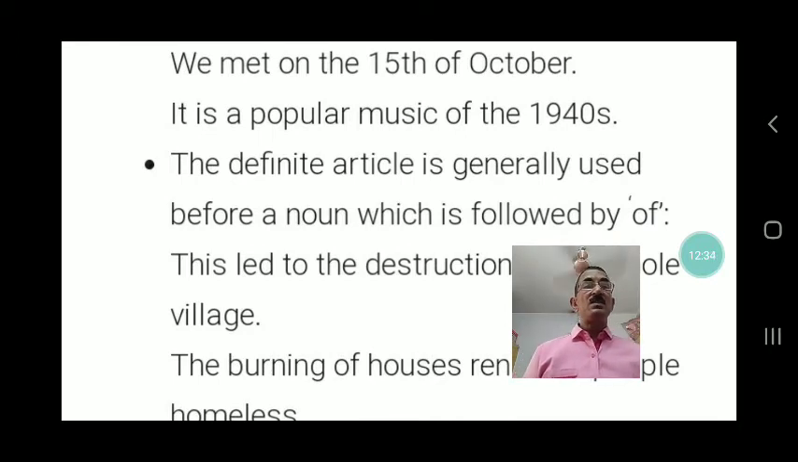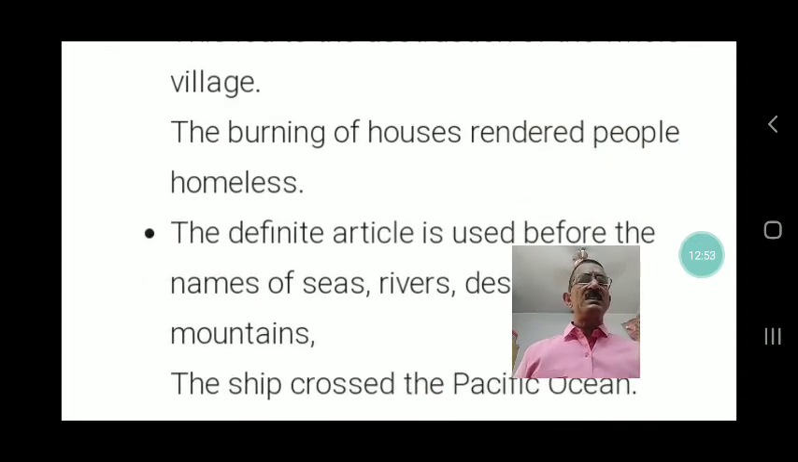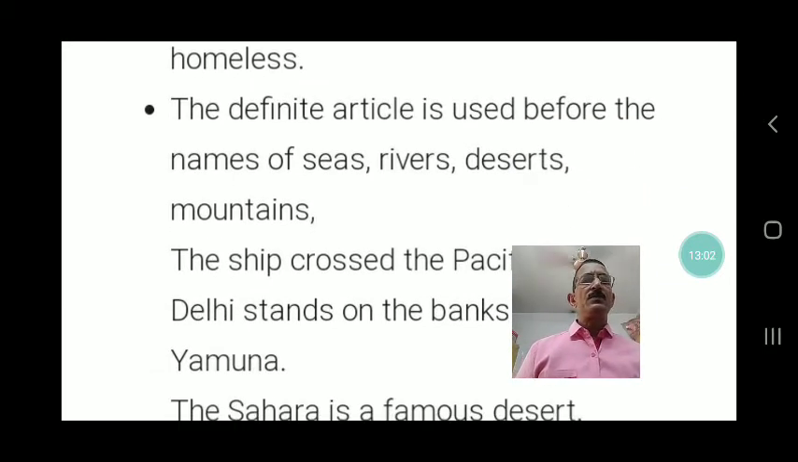The definite article is generally used before a noun which is followed by of. This led to the destruction of the whole village. Here you understand the word is used just after of. The burning of houses rendered people harmless. So, burning of.